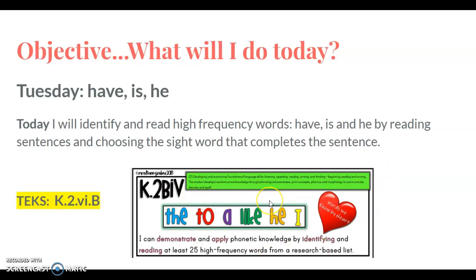Here's the text that we will be working with today. So here are our three new sight words: have, H, A, V, E, have. I, S, is, and H, E, he.